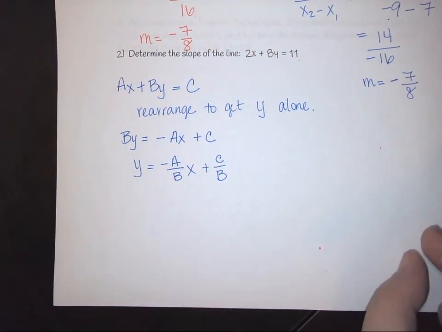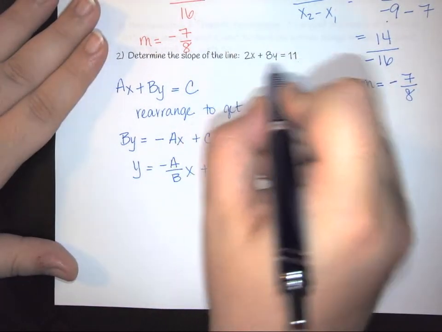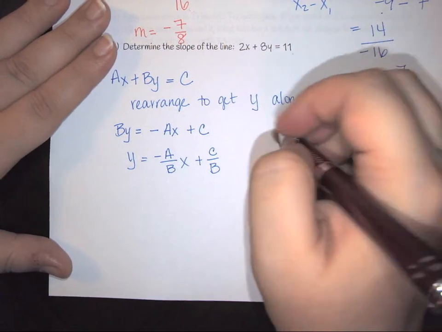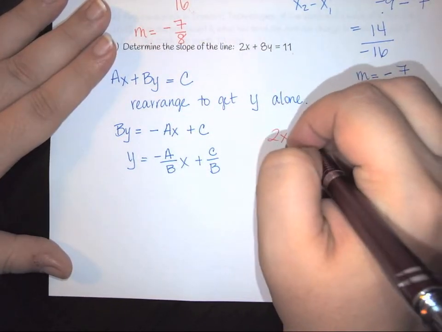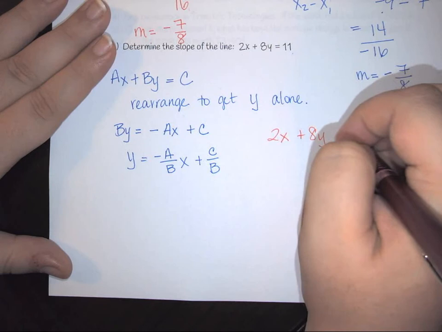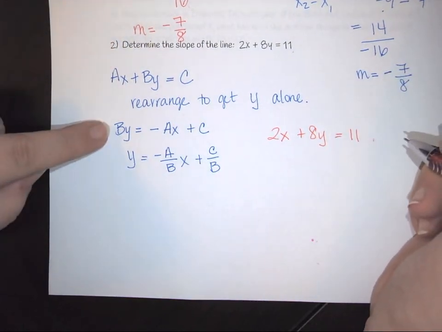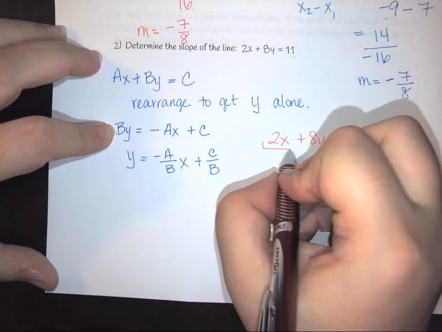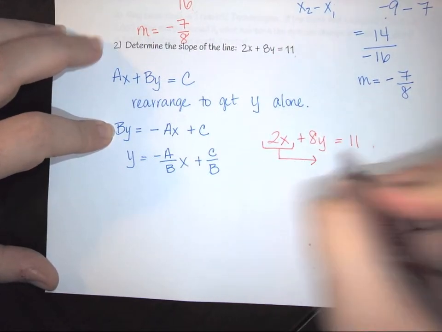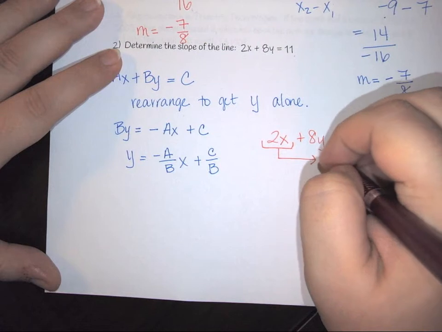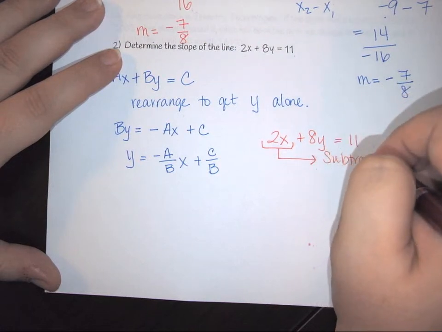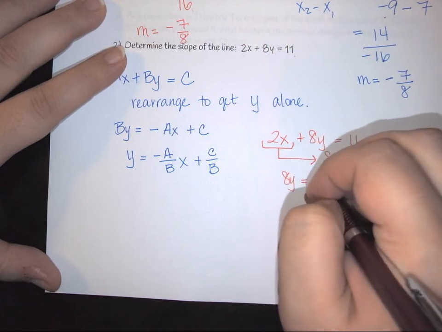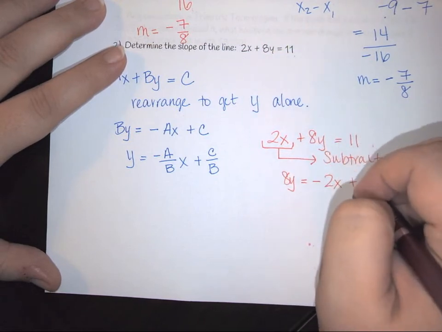So let's go ahead and actually look at my standard form here. So I have 2x plus 8y equals 11. So unpacking my y says the first thing I need to do is I need to move my x. So I'm going to take this x and I'm going to shift it to the other side. Since it is positive, to move it says I have to subtract. So this leaves me with 8y is equal to negative 2x plus 11.